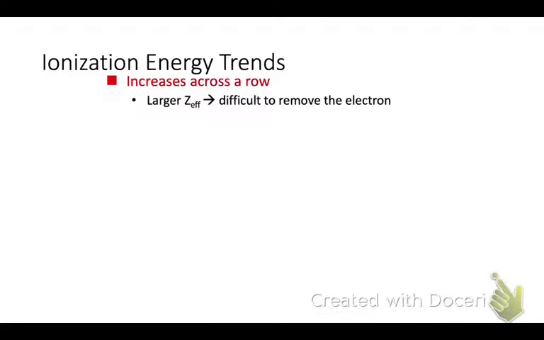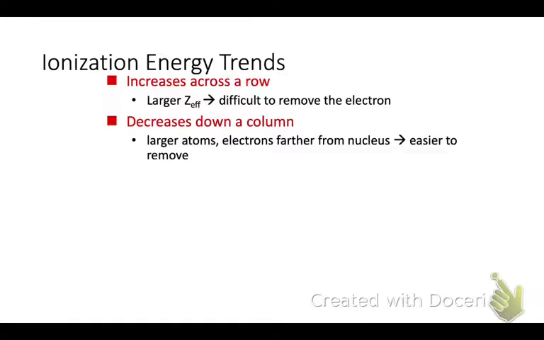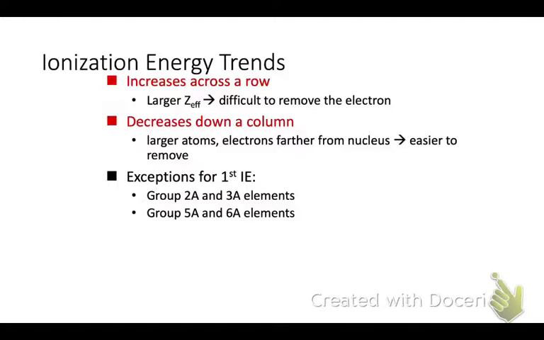So what is the trend of ionization energy on the periodic table? The larger the effective charge, the more difficult to remove the electron. Therefore, it decreases down a column. So larger atoms that are further away from the nucleus, it's easy to remove that electron from them. And we talked about the two exceptions for the first ionization energy between group 2A and 3A and 5A and 6A.